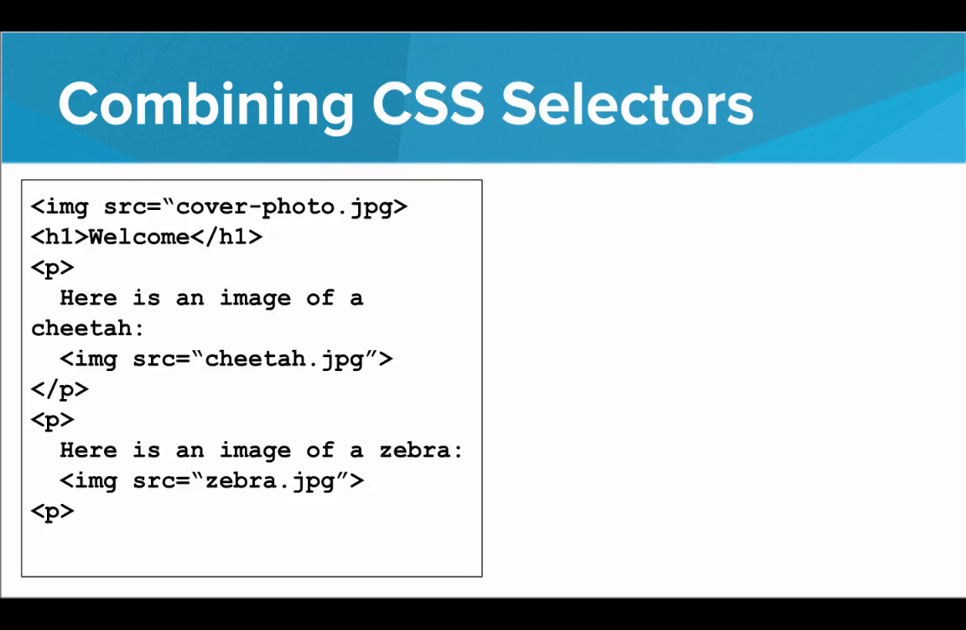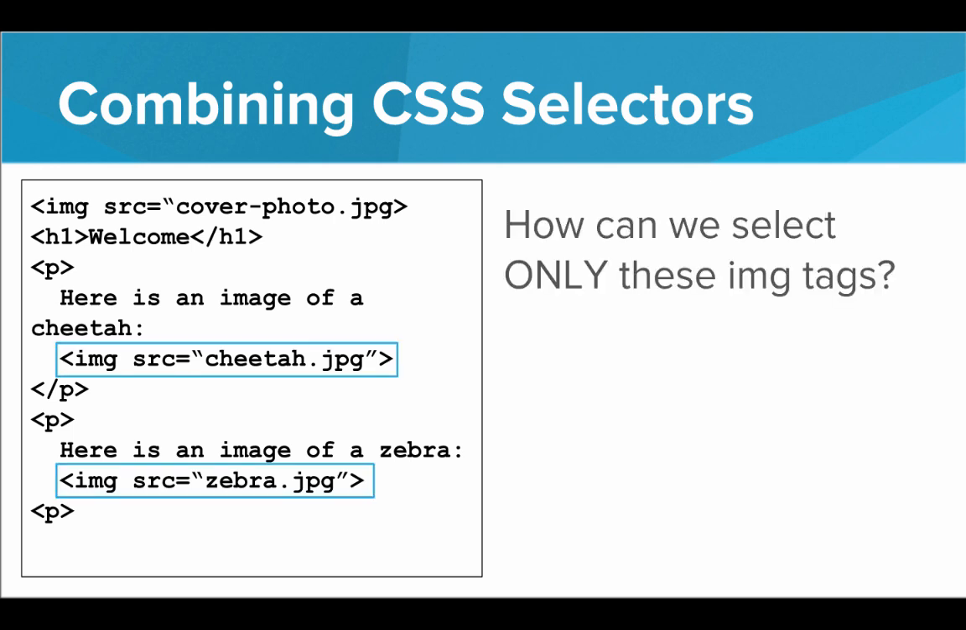Now here's a trickier scenario where we're actually going to have to get pretty clever with how we combine our CSS selectors. So here we have a page with 3 different image tags. Now what if we only wanted to select these 2 image tags? We didn't want to select that top cover photo. We only want to select the cheetah and the zebra image. How can we select only these image tags? We can't use the image selector because that would select all 3.